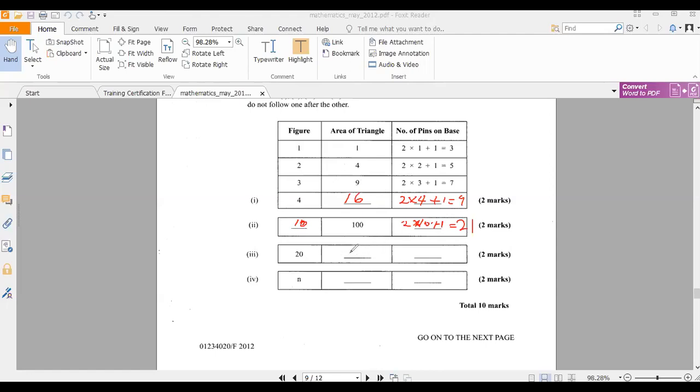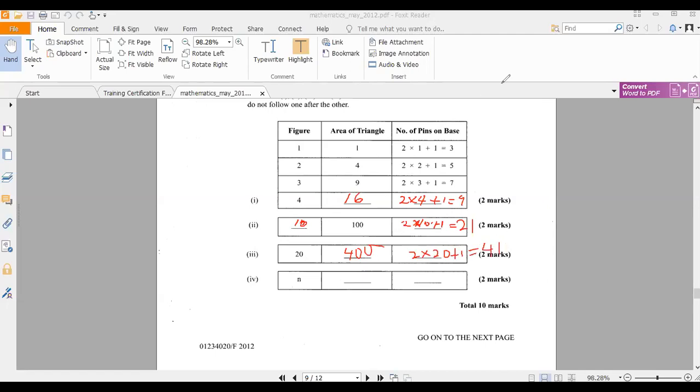So when this side here is 20, what will I put here? 400. Okay, all right. Then what will I put here now? 2 times 20 plus 1. So that gives you 41. All right.